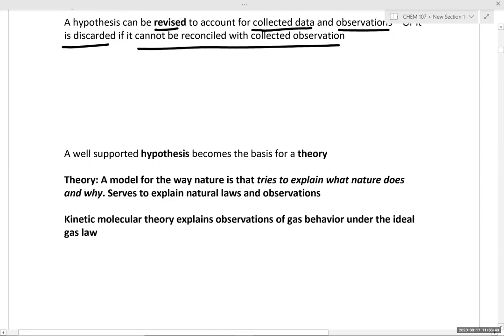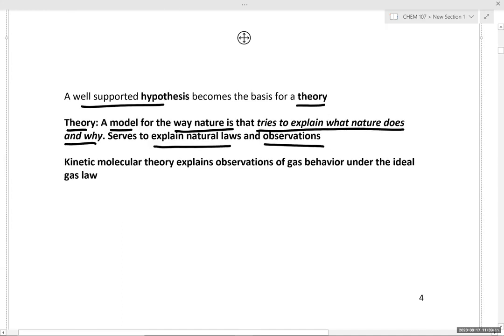Now, a well-supported hypothesis becomes the basis for what is known as a theory. Now, a theory serves as a model for the way that nature is that tries to explain what nature does and why. It serves to explain natural laws and observations. So, for example, kinetic molecular theory explains the observations of gas behavior under the ideal gas law.